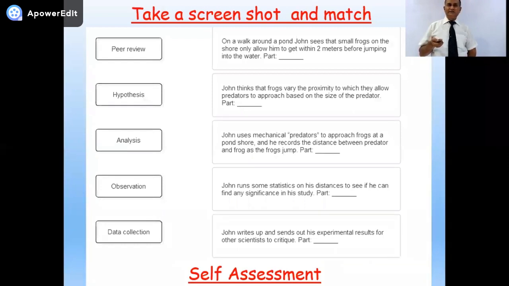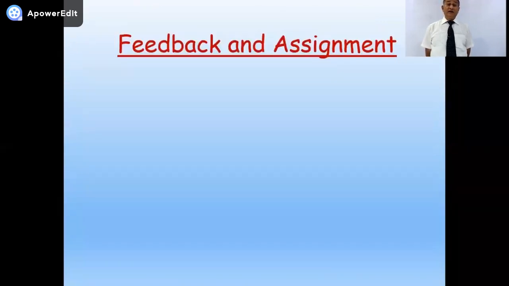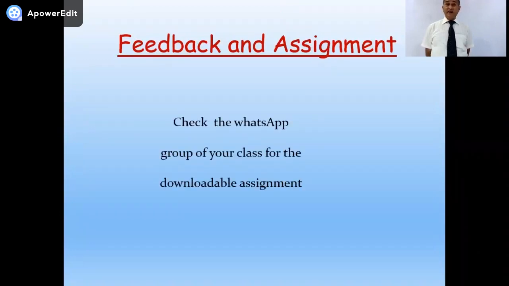Last, just an activity. Do it yourself afterwards. Okay? So you have taken its screenshot. Feedback just done. Assignment. What is the assignment here? Check the WhatsApp group of your class for the downloadable assignment. All right. So I'll upload an assignment in MS Word, might be by Sunday or by Saturday. You will solve it by yourself.